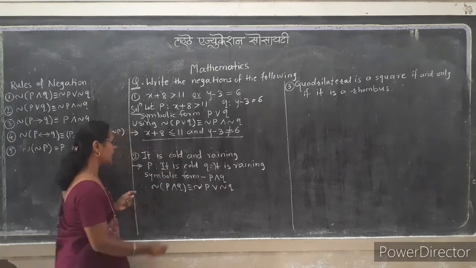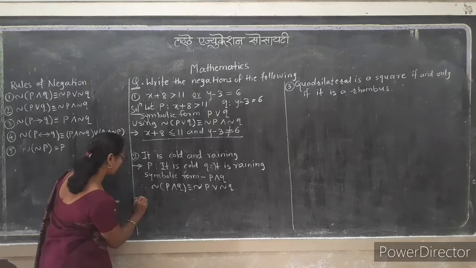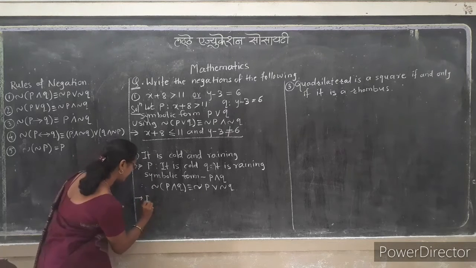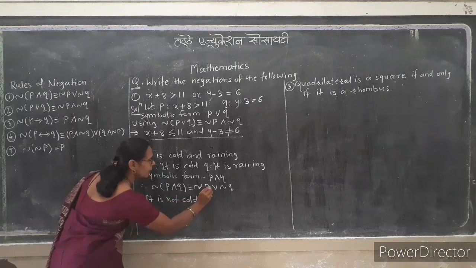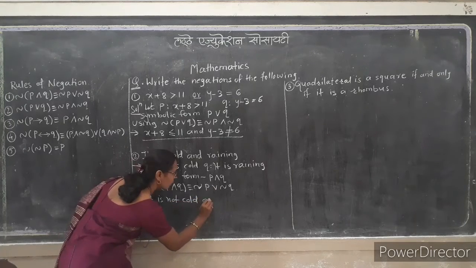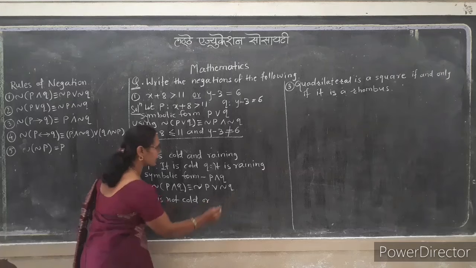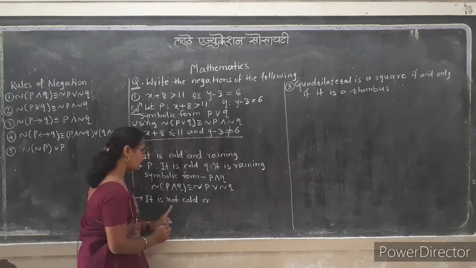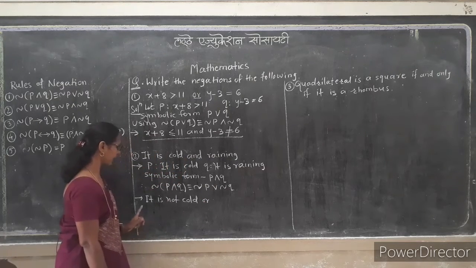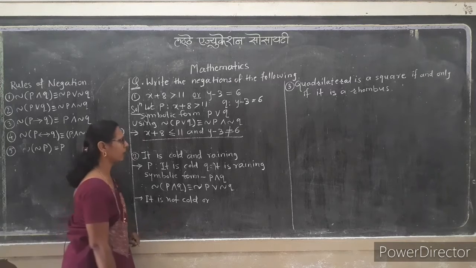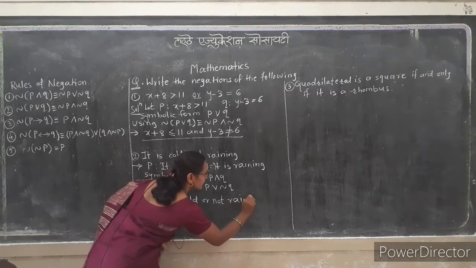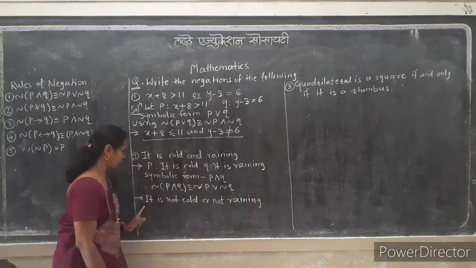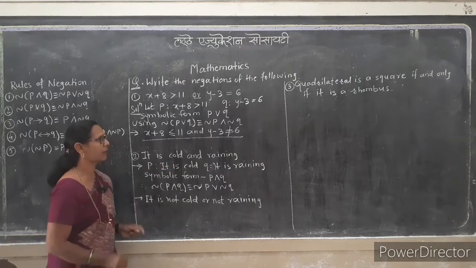Therefore, we write it in statement form. The negation is: it is not cold, disjunction, for disjunction we write or, negation Q, it is not raining. It is not cold or not raining. This is our negation statement.